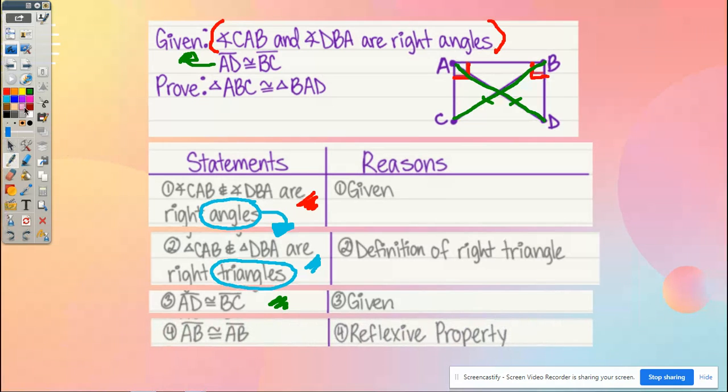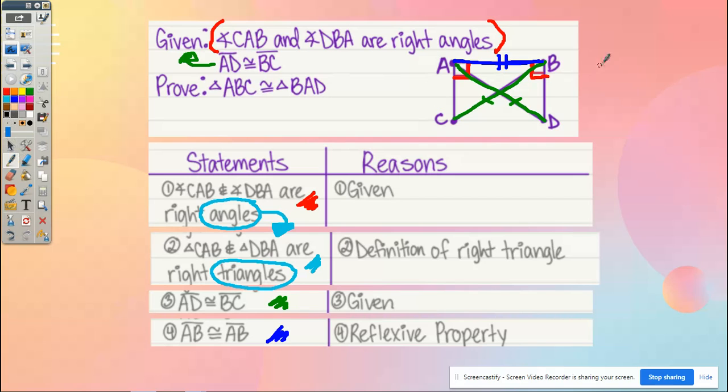Next, I'm about to do reflexive property. I'm going to do reflexive property with blue. So I'm going to say that AB is congruent to AB. Notice I traced it twice. So at this point, you might be a little confused, but what I'm going to do is separate my two triangles. So here we go.